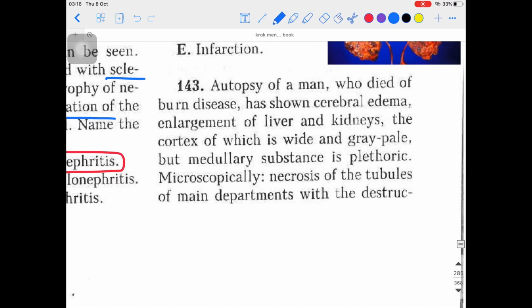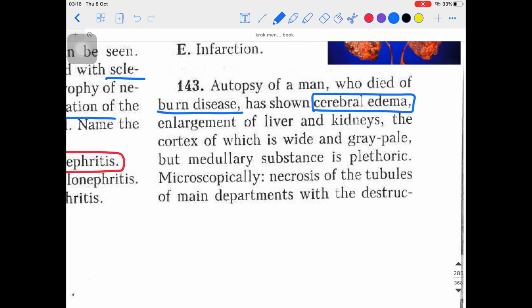Autopsy of a man who died of burn disease has shown cerebral edema. Cerebral edema. Okay, if I were asking you the pharma link over here, cerebral edema can be treated by which drug? Yes, remember that will be mannitol. Cerebral edema, that is an osmotic diuretic, so that will be treated with mannitol.